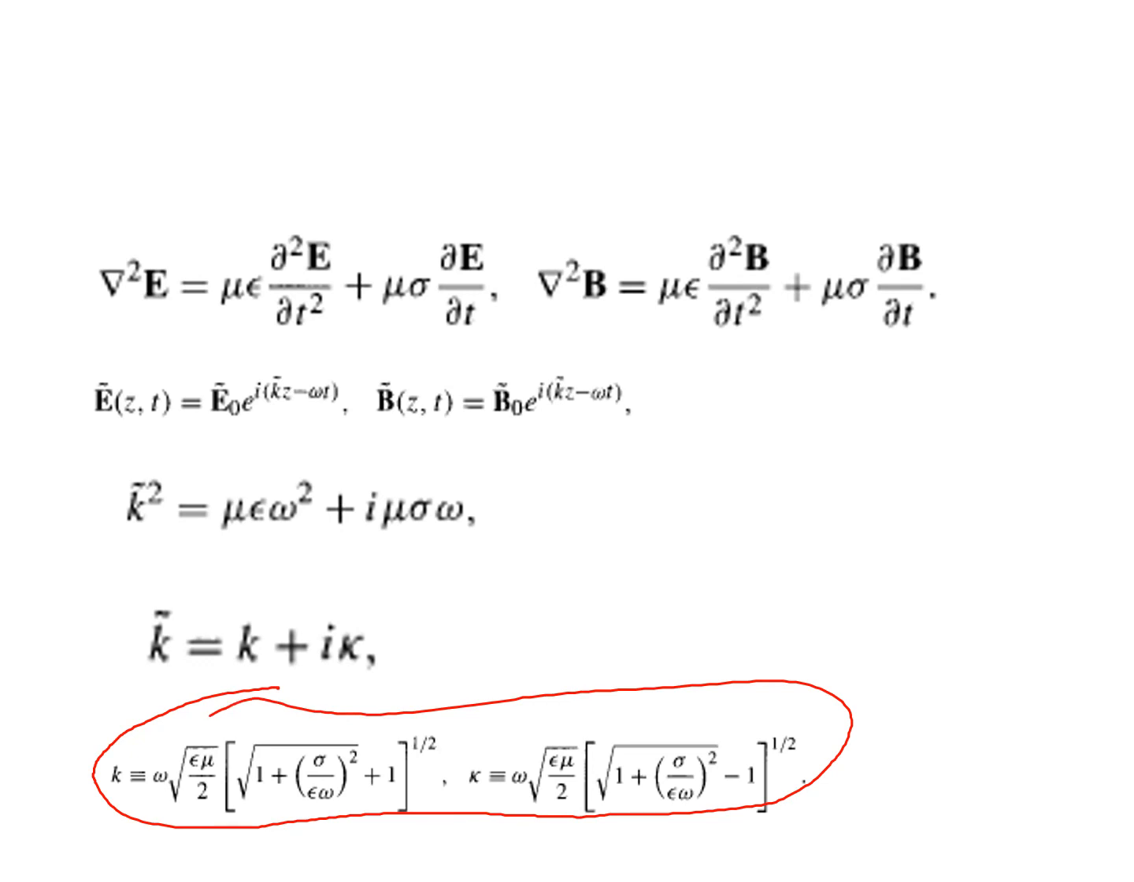You can see that k is equal to omega by root of mu epsilon divided by 2 times root of 1 plus (sigma by epsilon omega) squared plus 1, and the other one is minus 1, to the power 1 by 2.